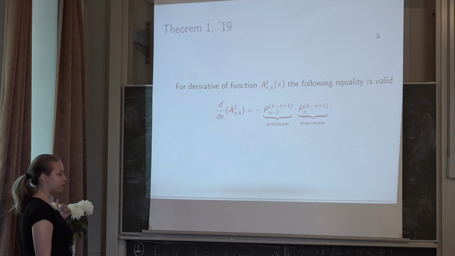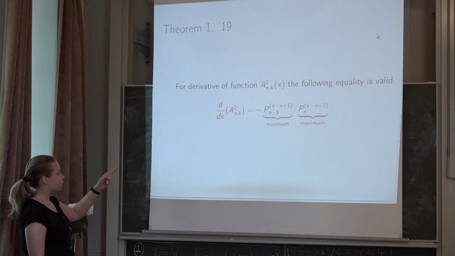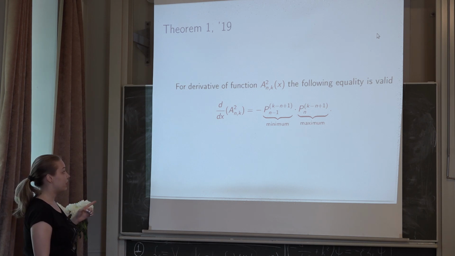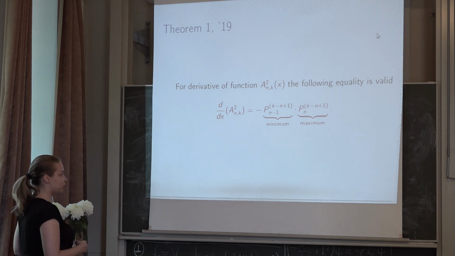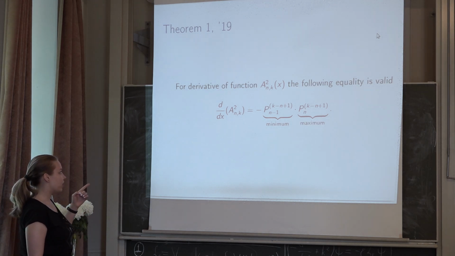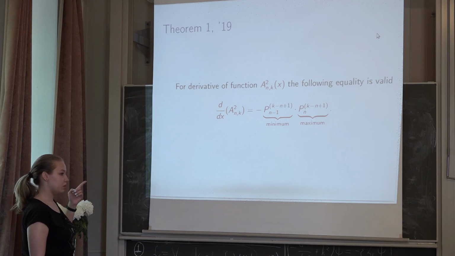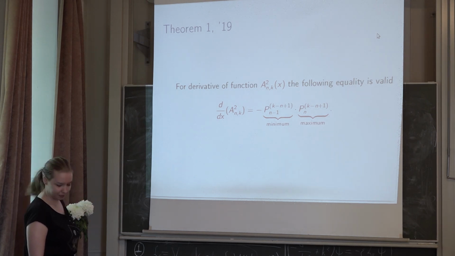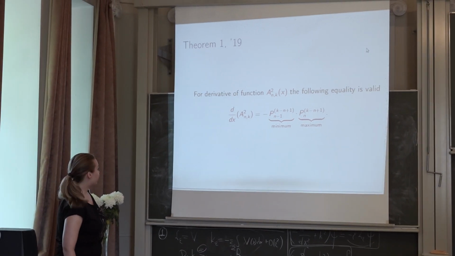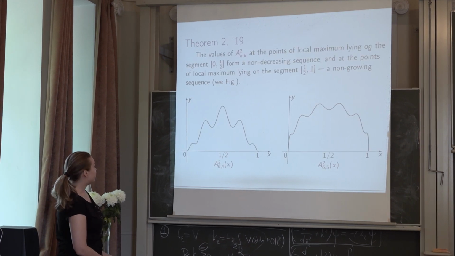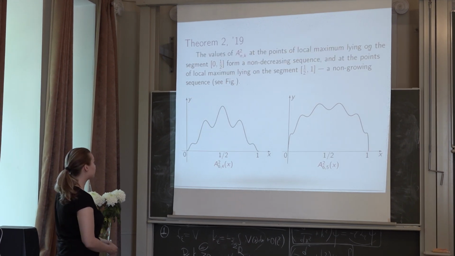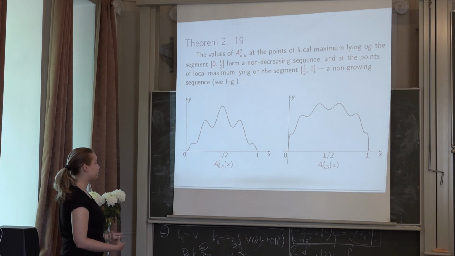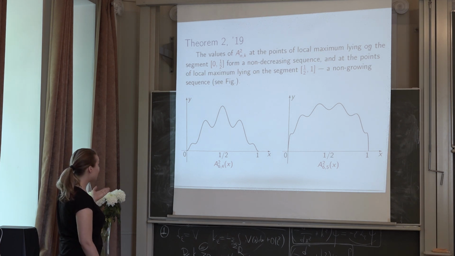In particular, if k is even, then 1/2 is a zero of the second polynomial, and this is a local maximum point. And if k is odd, then 1/2 is a local minimum. It's a zero of the first polynomial. Okay, the second theorem shows us the behavior of a_nk at the points of local maximum.